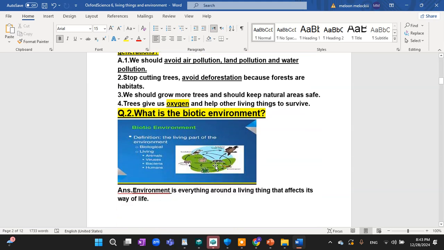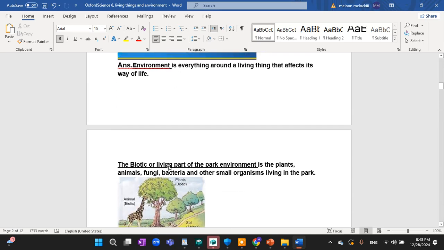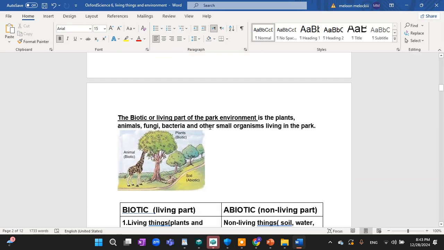Next question. This is question 2 of the exercise. What is the biotic environment? Biotic environment definition: it's the living part of the environment. For example, animals, viruses, bacteria, and humans. What is environment? Environment is everything around a living thing that affects its way of life. The biotic or living part of the park environment is the plants, animals, fungi, bacteria, and other small organisms which are present in the park, which are living in the park.